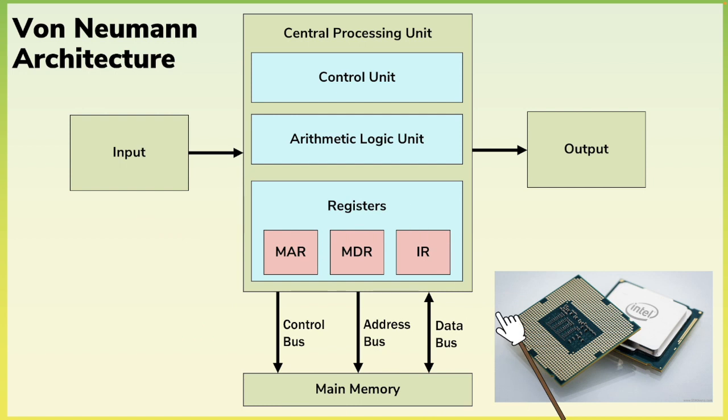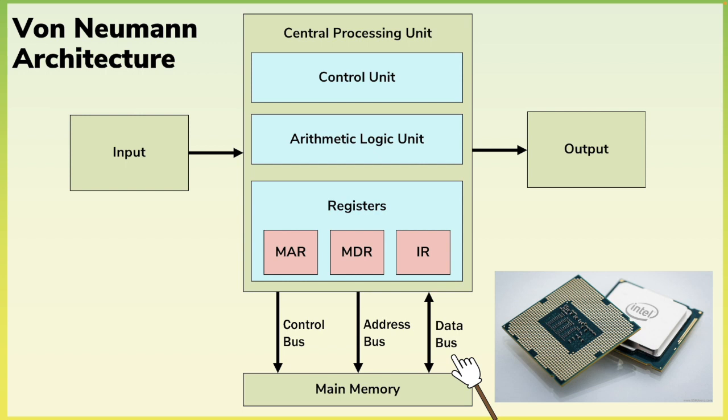The processor connects to the main memory via buses. These are high-speed internal connections within a computer. There are three types of buses. A control bus carries control signals from the processor to other components, such as main memory. The address bus carries memory addresses from the processor to the other components, such as main memory. And lastly, the data bus. The data bus carries the actual data between the processor and the component.